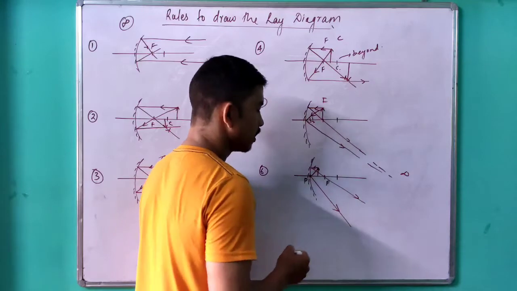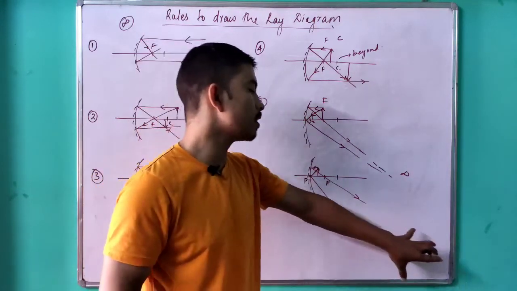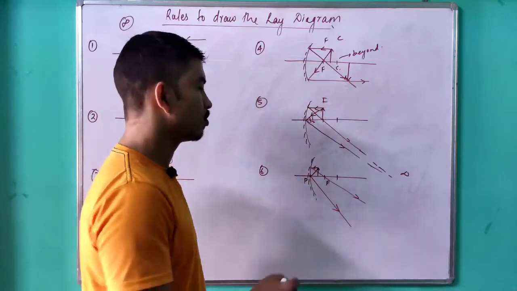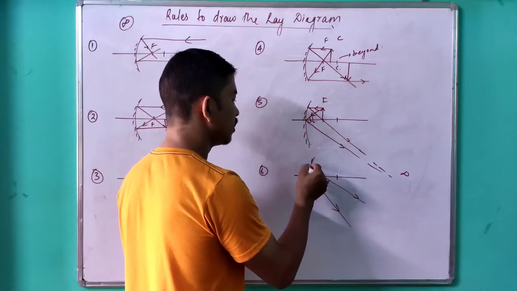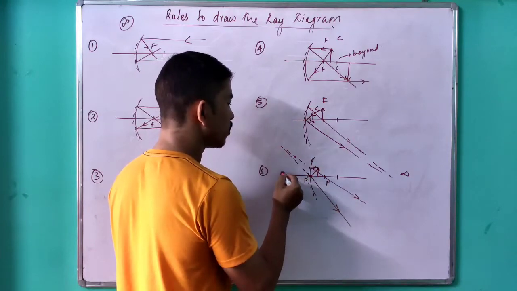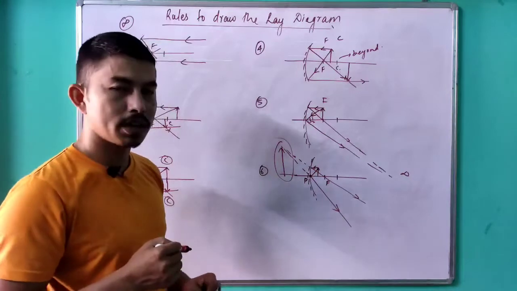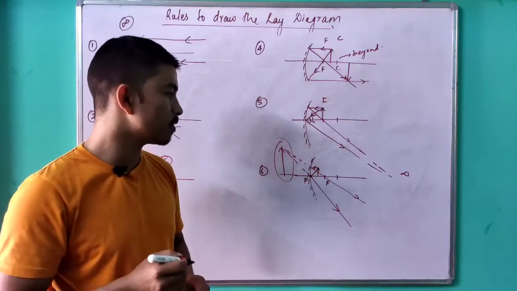So we see that this is a diverging ray. In case of a diverging ray, they will never meet at any point. So the image is obtained by extending the reflected rays backward. This is the only case when we obtain an erect image by a concave mirror, and also the image is a virtual image.